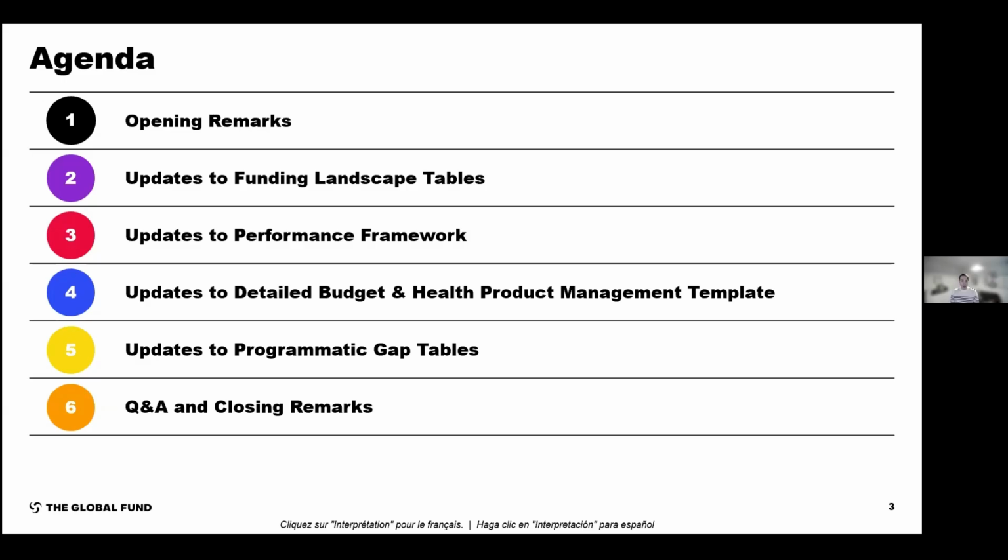So the order that we will go through these annexes today, we'll start with the funding landscape tables, then continue to the performance framework. We'll go to the detailed budget and with some information on the health product management template. We will go then to the programmatic gap tables, and then as promised, we will close with some questions and answers. Let's go to the next slide, please.